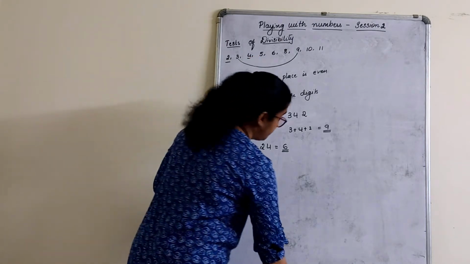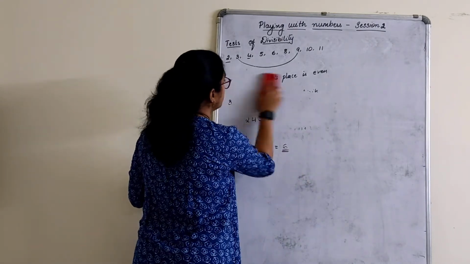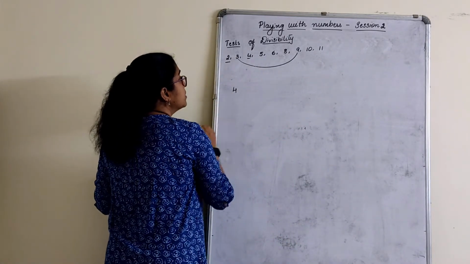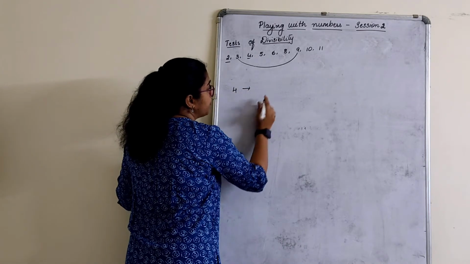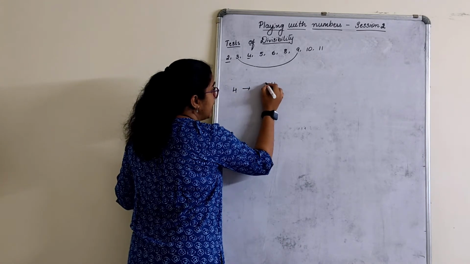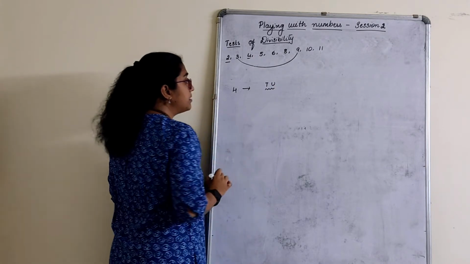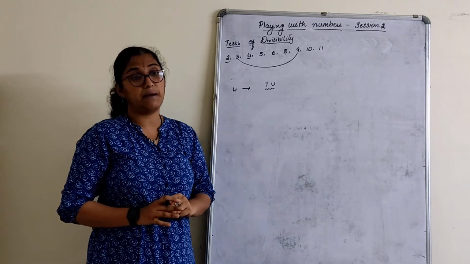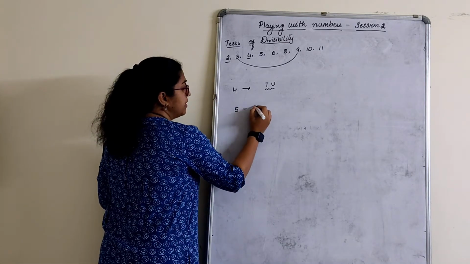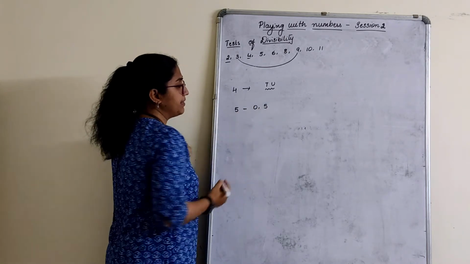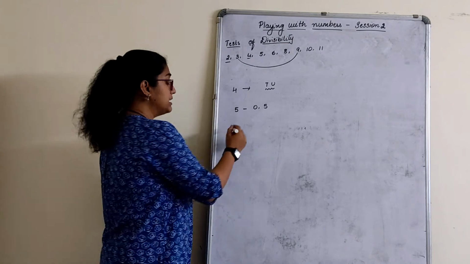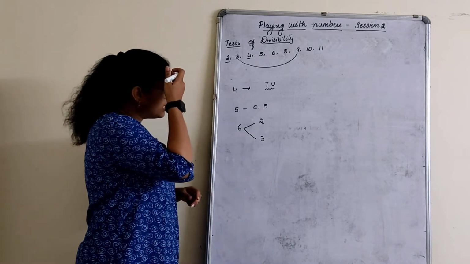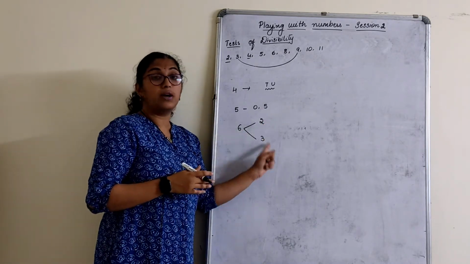Now comes 4. When we talk about 4, we always check the units and tens digit. In a given number, if the units and tens digits form a number divisible by 4, then the whole number is divisible by 4. For 5, the ending digit should be 0 or 5, then it is divisible by 5. Very simple. 6: what are the factors of 6? 2 into 3.